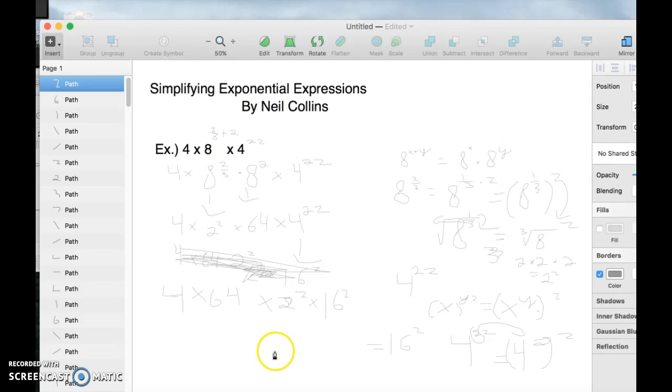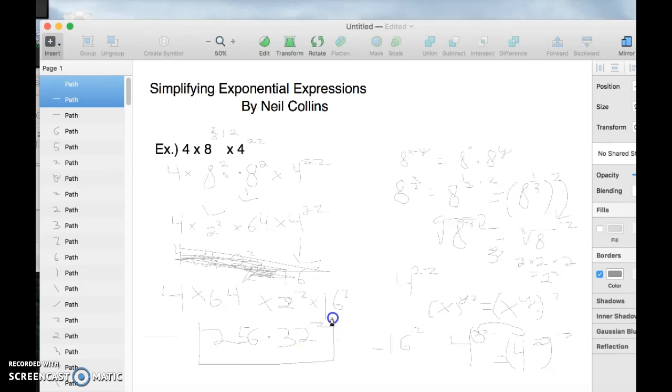16. So, these two, we're just going to multiply their bases because they share the same exponent, leaving us with 32 to the z. And then we're going to go ahead and multiply 64 times 4. That's 256. Leaving us with our answer, 256 times 32 to the z power.